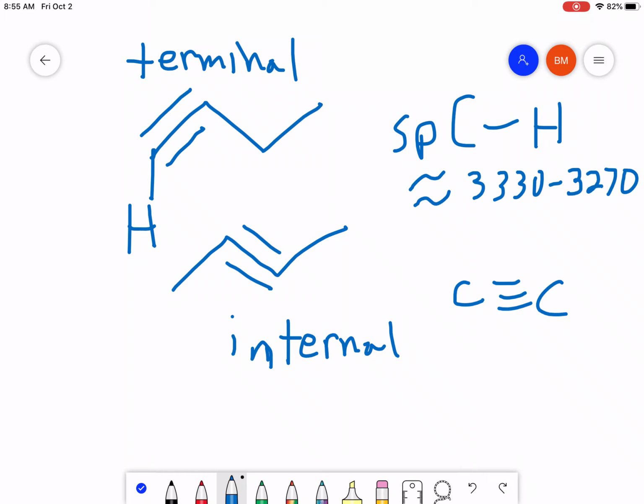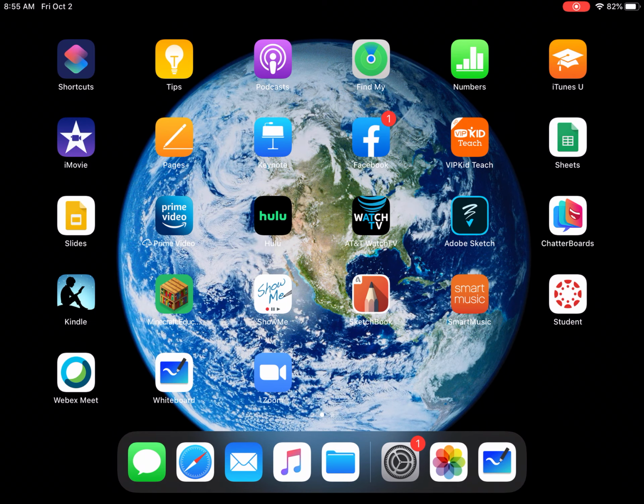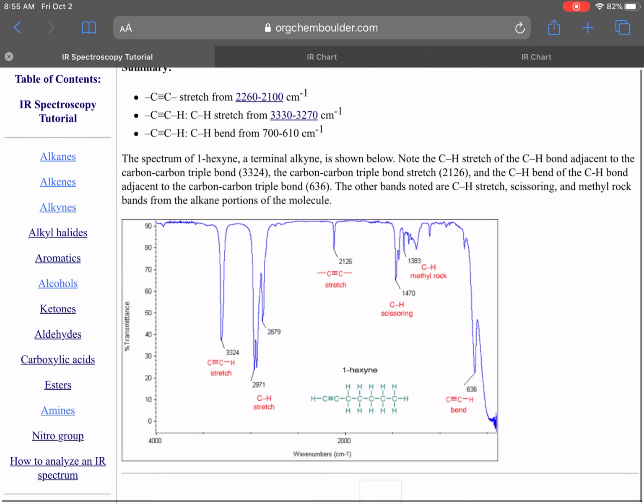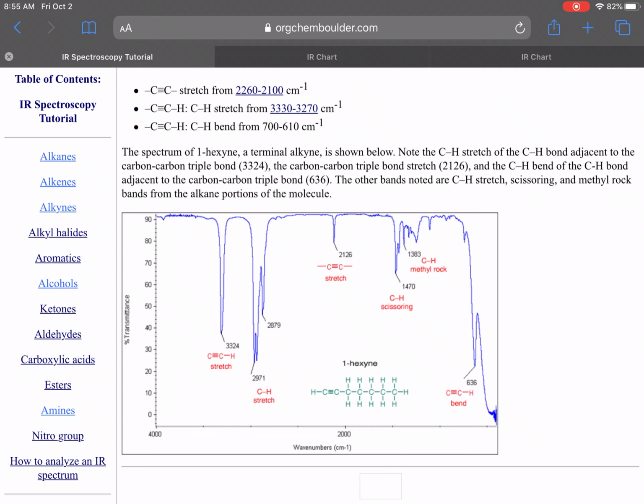If you don't have a terminal alkyne, and instead you have an internal alkyne, it gets a lot trickier because that sp CH isn't there. So really the only thing you have to go on with an internal alkyne is that carbon-carbon triple bond stretch. If you overlook it, then it might trick you into thinking it's an alkane. So be sure to look diligently for that.